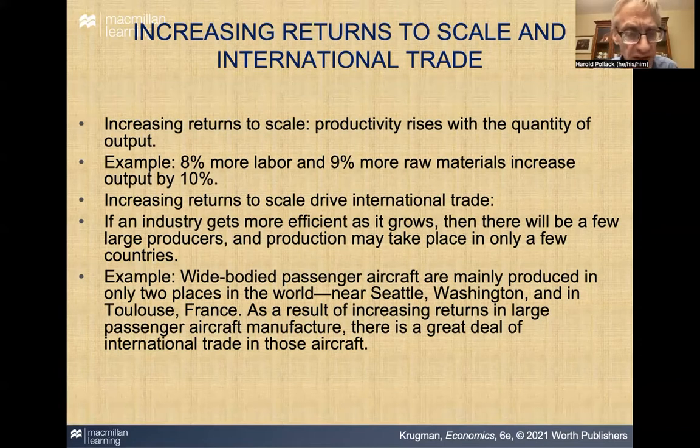So it turns out, for example, wide-bodied passenger aircraft are really only produced in 2 places in the world. I think, by the way, China will eventually be the 3rd place. Seattle, Washington, and is that Tours, France? However you pronounce that. That's where Airbus is made. So there's increasing returns to scale. So there's a couple of really large aircraft manufacturers that are the efficient producers and that compete against each other.